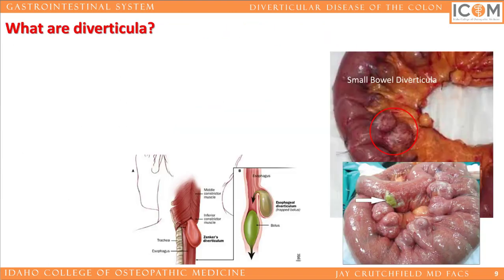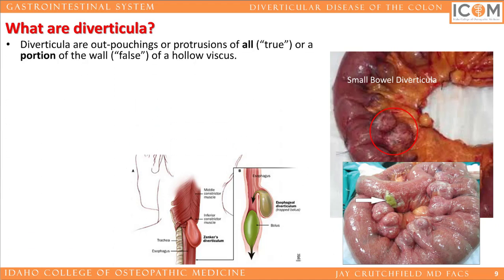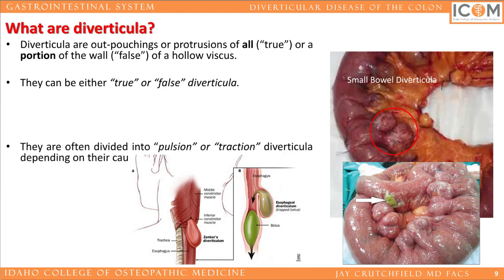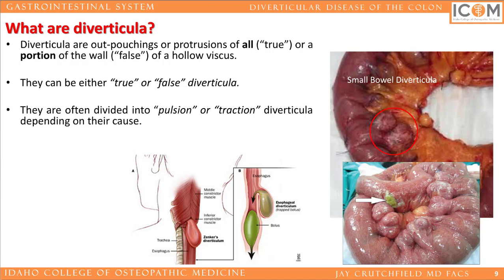So what are diverticuli? Diverticuli are outpouchings or protrusions of a portion of the bowel wall through the muscularis. That would be a false or a pseudo-diverticulum. Diverticuli can be classified as either true, that is if the diverticulum includes all layers of the bowel wall, or false diverticuli, and then further subdivided into pulsion or traction diverticuli depending on their etiologies. Perhaps most important, they can occur anywhere in the GI tract.